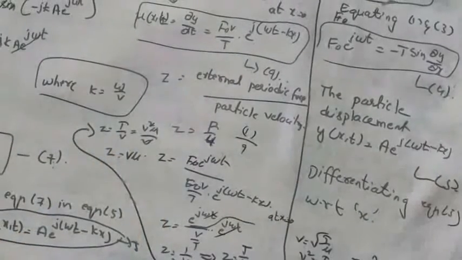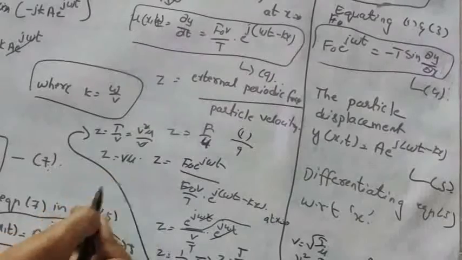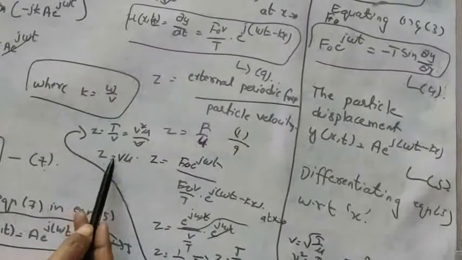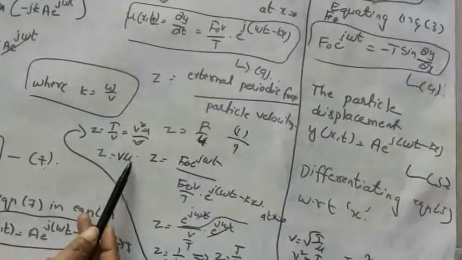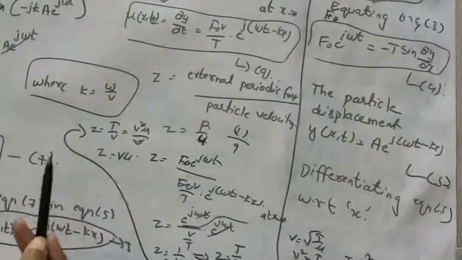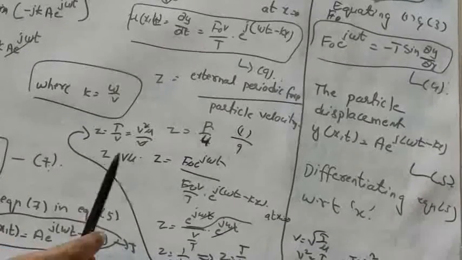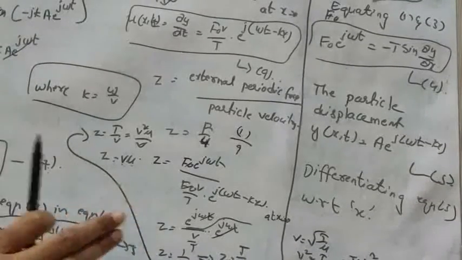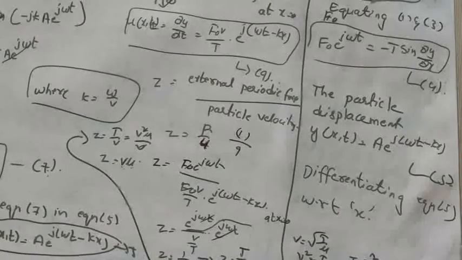Here v is the wave velocity, and mu is the linear density. So the characteristic impedance is defined as the product of wave velocity and linear density of the string. Therefore the characteristic impedance of a string depends upon linear density and wave velocity. So this is about the transverse impedance or characteristic impedance. Thank you.